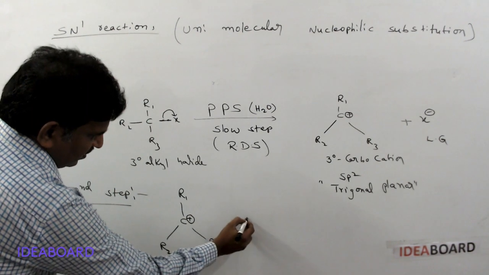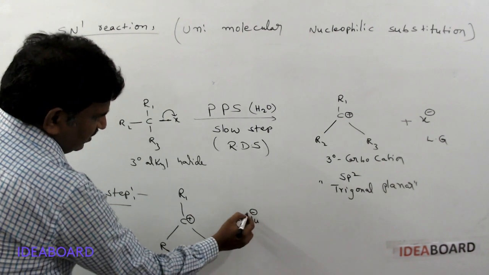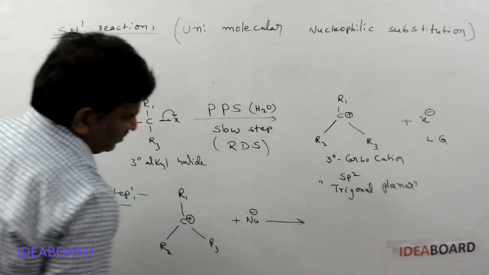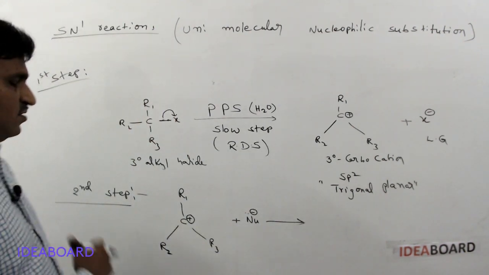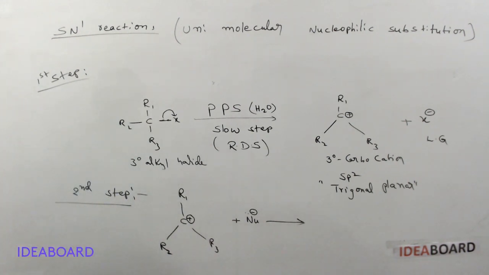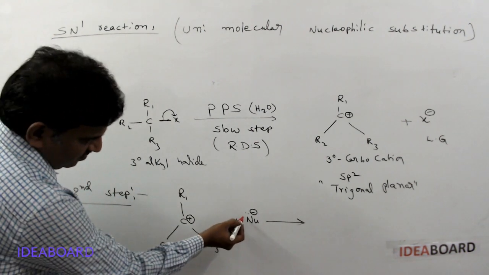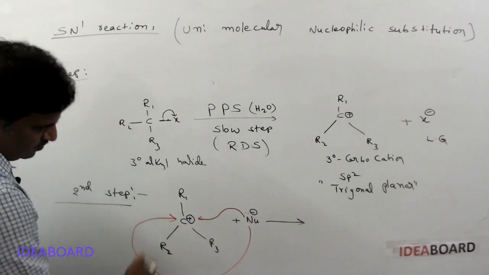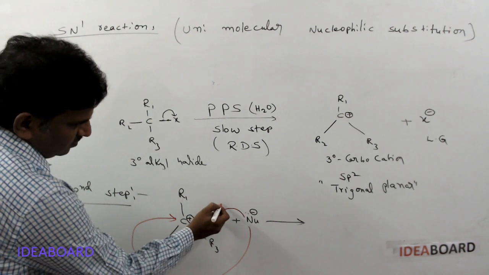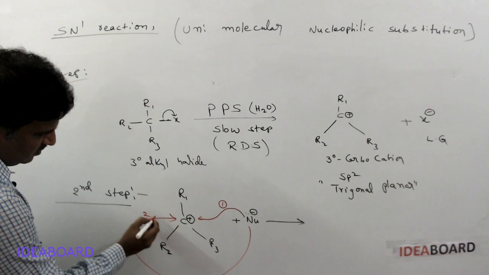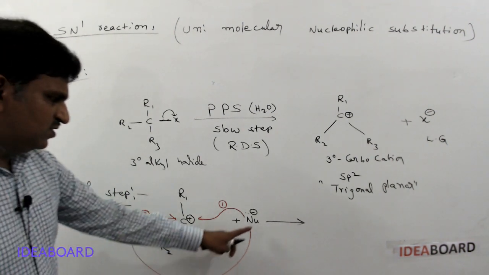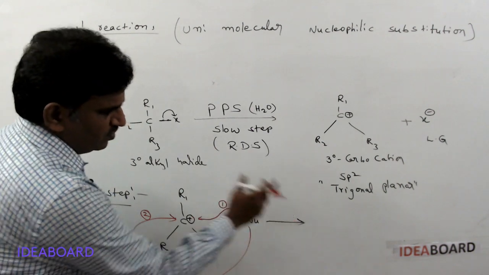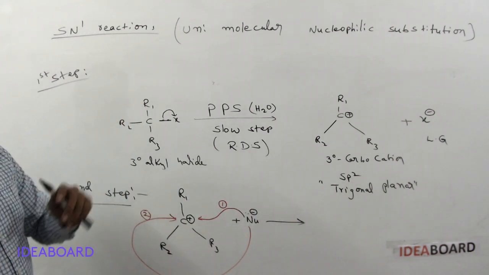Now the nucleophile is attacking. The nucleophile has a negative charge as a lone pair, and this is attacking now. The carbocation may be attacked by this nucleophile either from the front side or from the back side. So here I am writing this as 1 and here as 2. If this is occurring, it will give one product. If this is occurring, it will give another product.